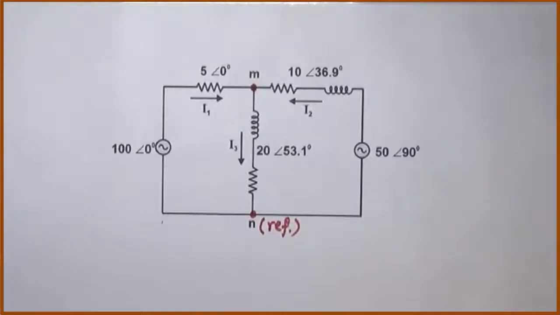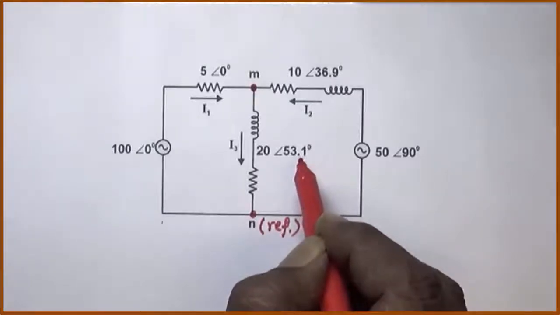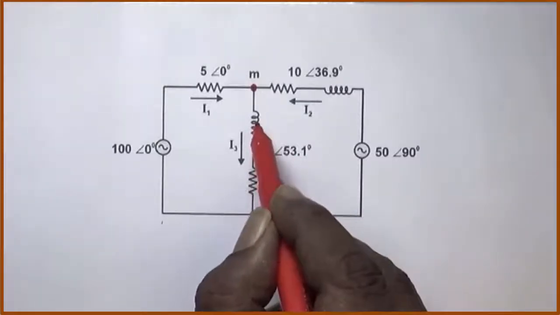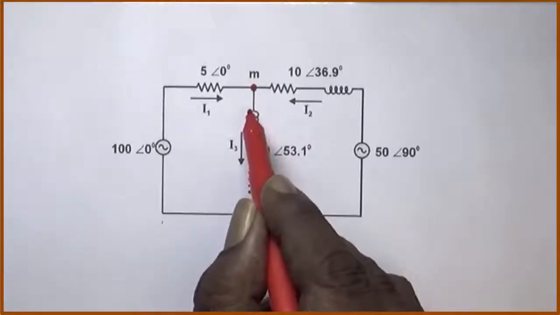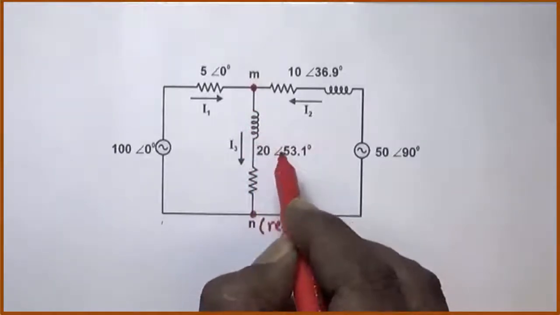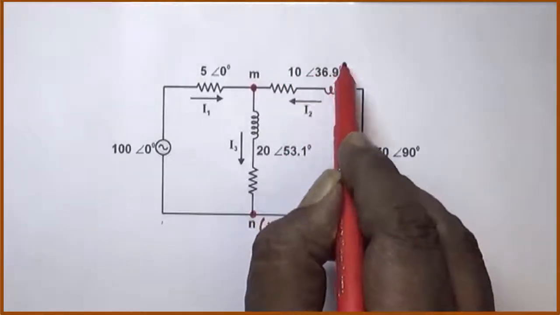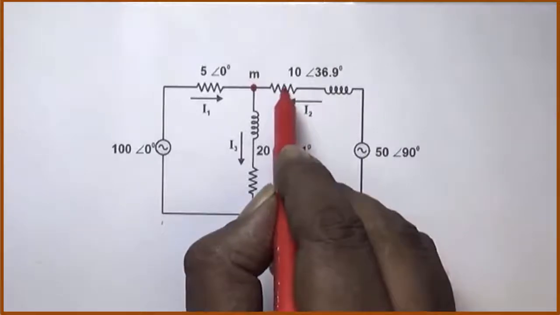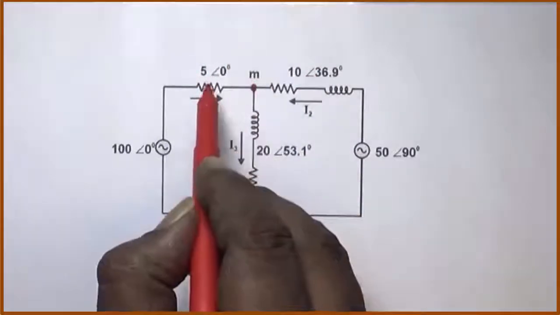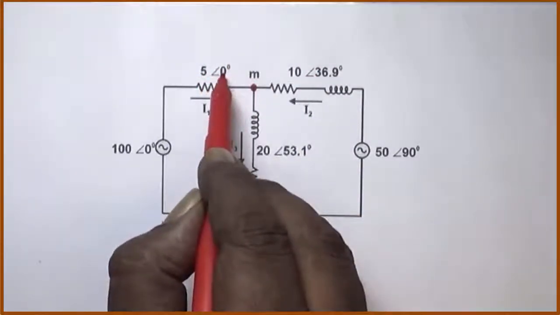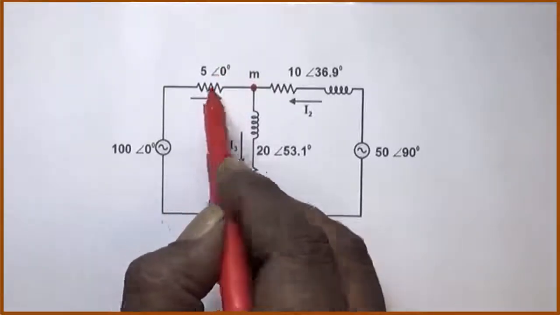Also, note that this value 20 angle 53.1 indicates neither a pure resistor nor inductor. It indicates a series combination of resistor and inductor. This is inductor because this angle here is positive. Same thing is here. This 10 angle 36.9 degree indicates that it is a series combination of resistor and inductor, inductor because this angle is plus. But this value 5 angle 0 indicates that it is a pure resistor. Angle 0 indicates it is a pure resistor.